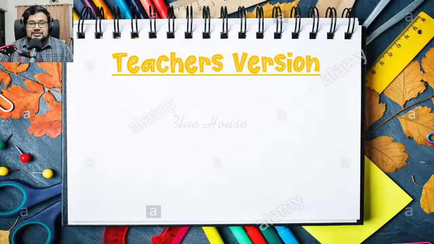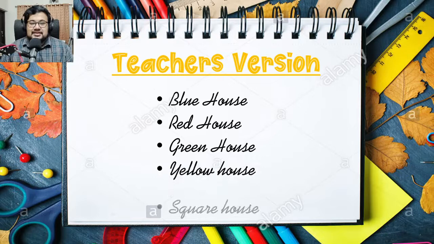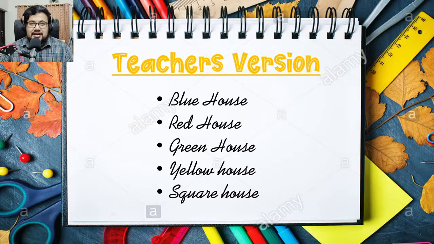Now let me present my version of the answer. The adjectives in the paragraph are blue house, red house, green house, yellow house, square house. So the words blue, red, green, yellow, and square. These are all the adjectives that you see in the paragraph. Very good.